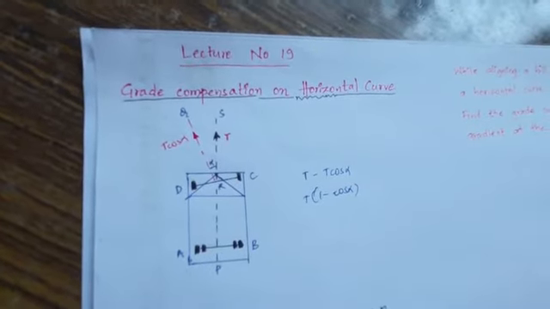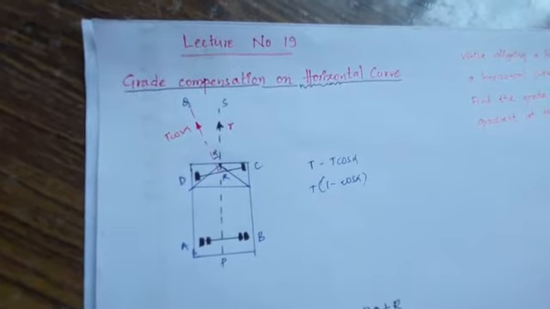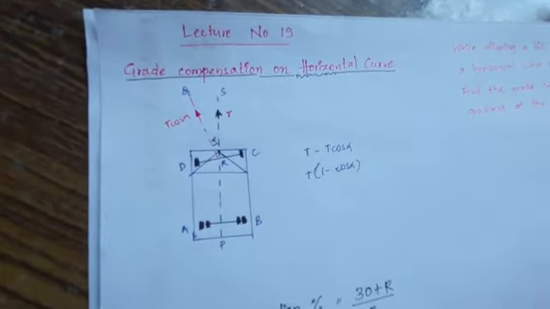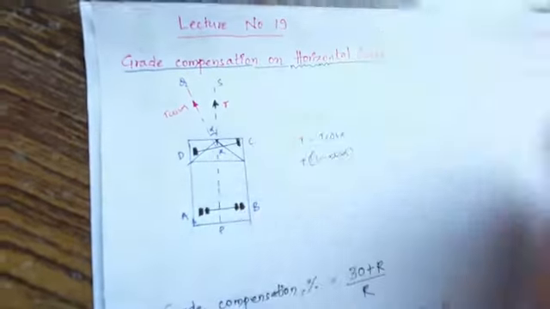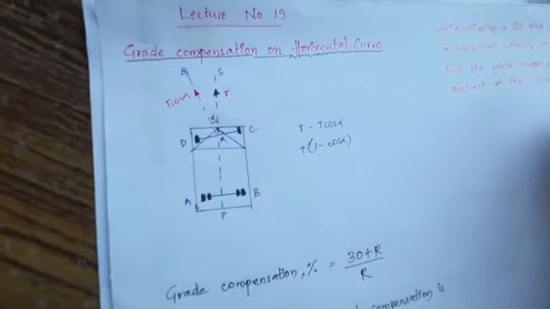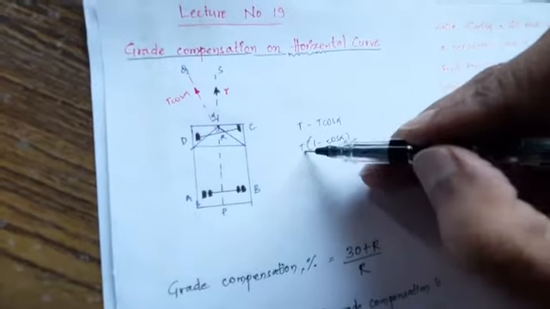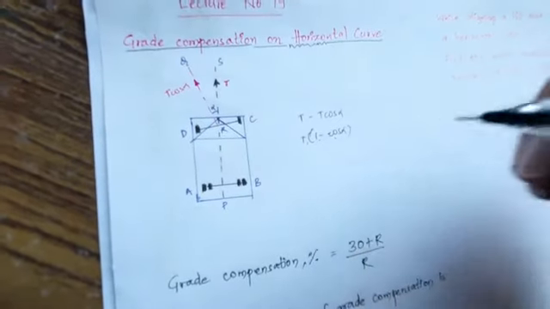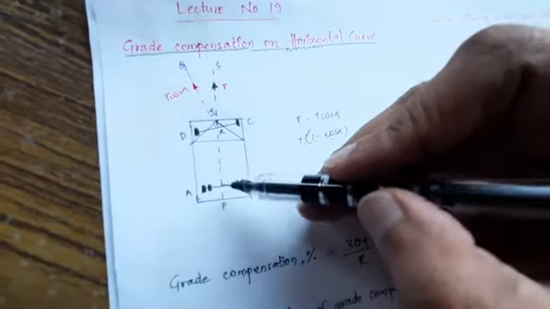Today we want to see lecture number 19 on grade compensation on horizontal curves. At horizontal curves, due to the turning angle alpha of the vehicle's wheels, the curve resistance developed is equal to T minus T cos alpha. Okay, that is because when you negotiate a curve, what happens?